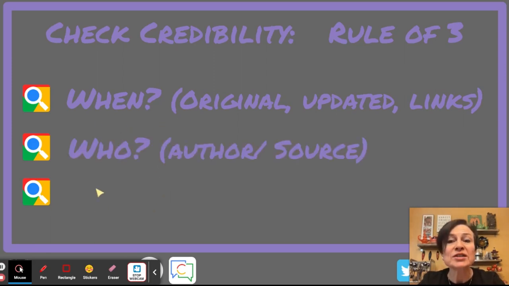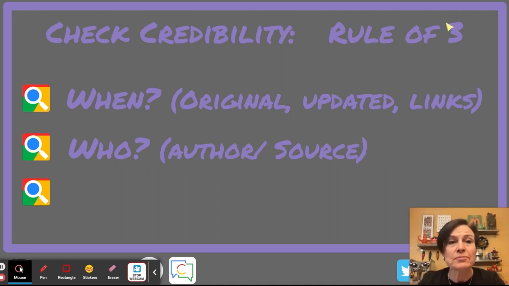Another thing you're going to want to check for is who. This could be, who is the author of the site? That might be a person or an organization. What do they stand for? What do they represent? Are they looking at a really specific bias or a really specific angle on an issue, or are they a source that looks at all sides?